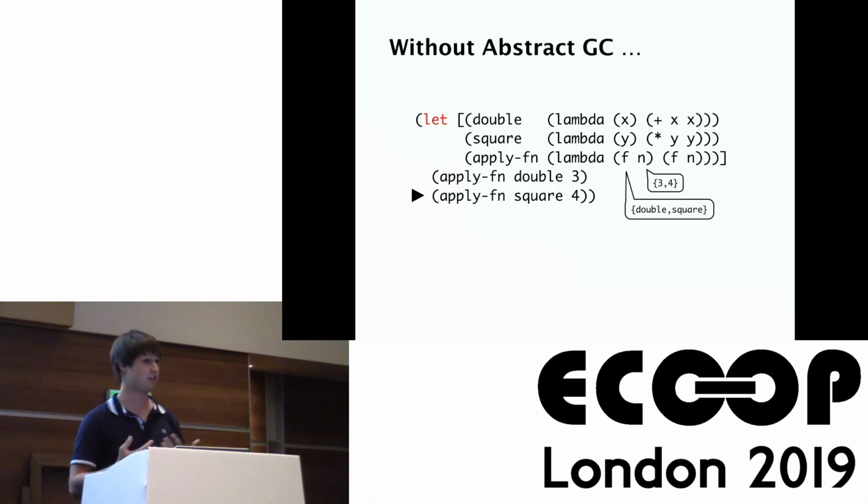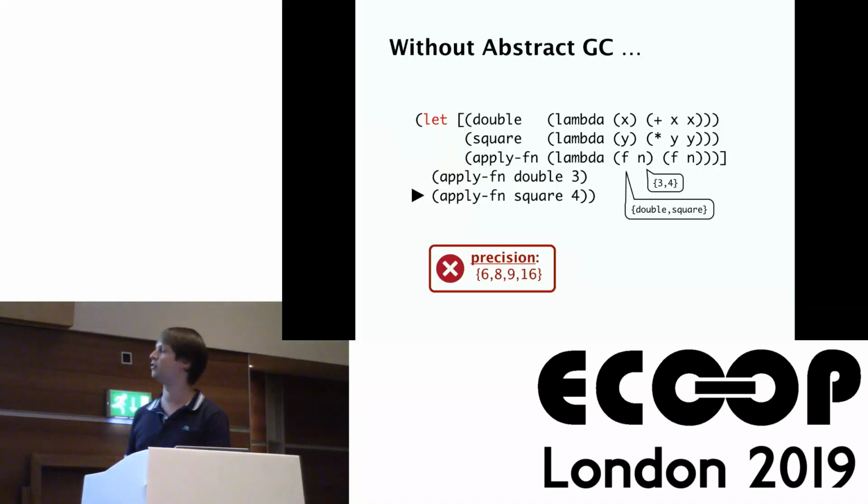Now, of course, this introduces a certain imprecision in the analysis, because right now, when the abstract interpreter needs to evaluate f of n, it has to consider every possible combination of having either double or square as the operator f, and 3 or 4 as the operand n. And well, that gives you the following imprecise result for this program.